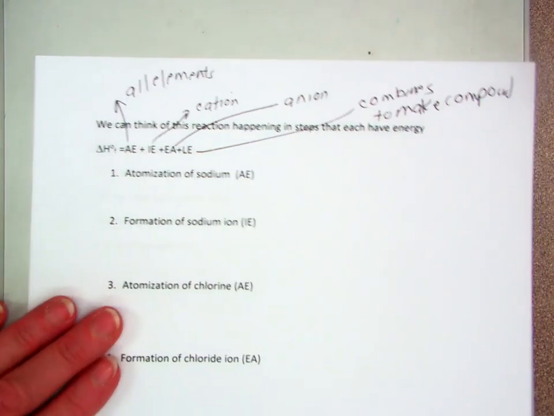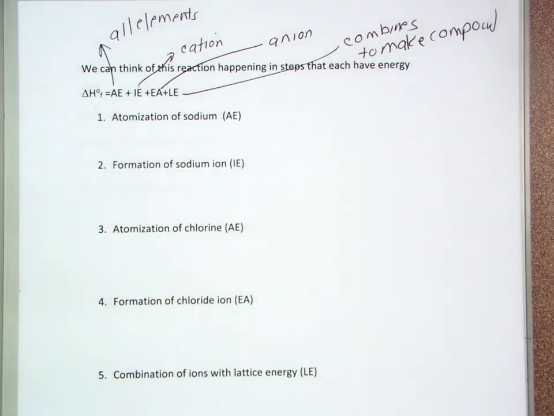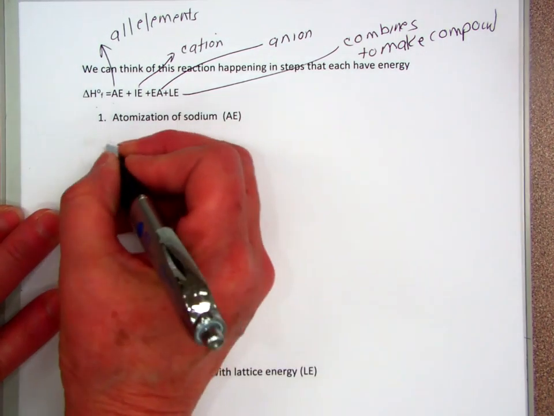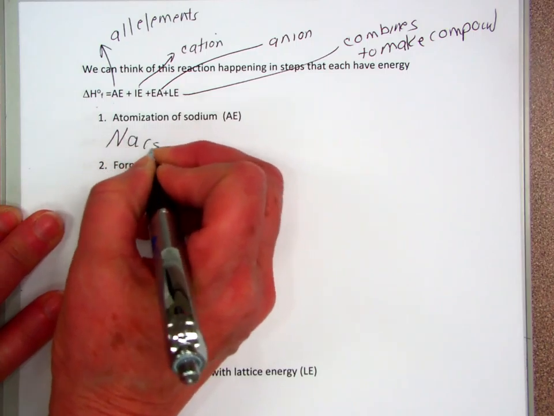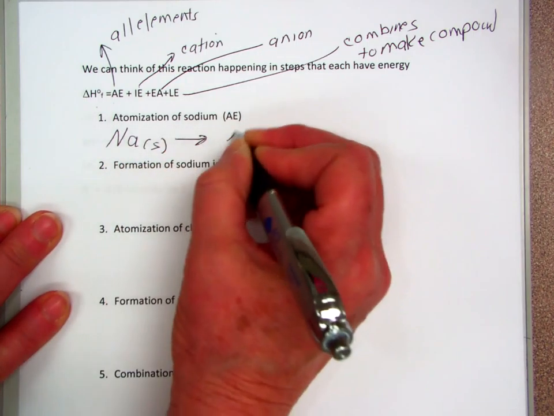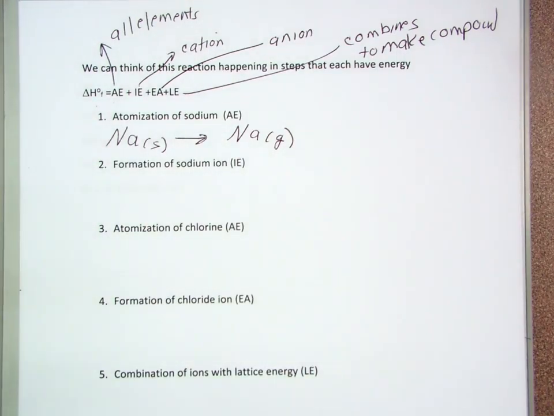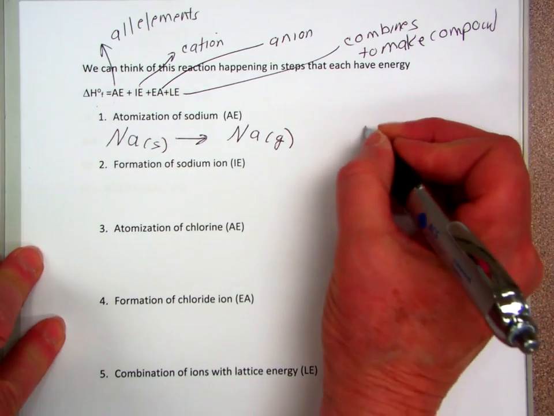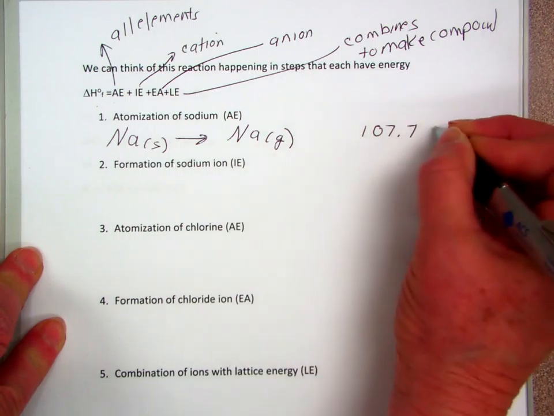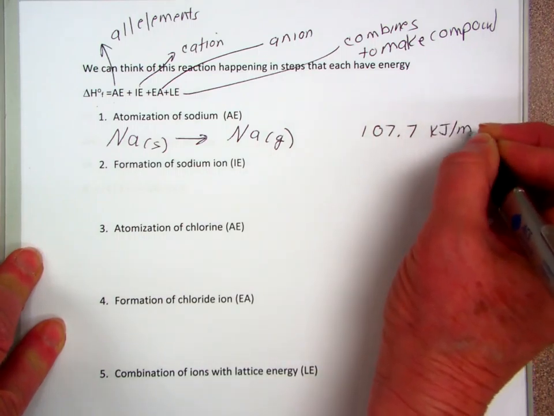So when we look at these, we say, okay, the enthalpy of formation is equal to all these energies all added together. Some of these are positive, some of them are negative. We just add them all up. So we have to think about the atomization of sodium. Sodium in its natural state is a solid. When we atomize it, we make sodium gas, and that's the atomization energy. And this is a positive 107.7 kilojoules per mole.